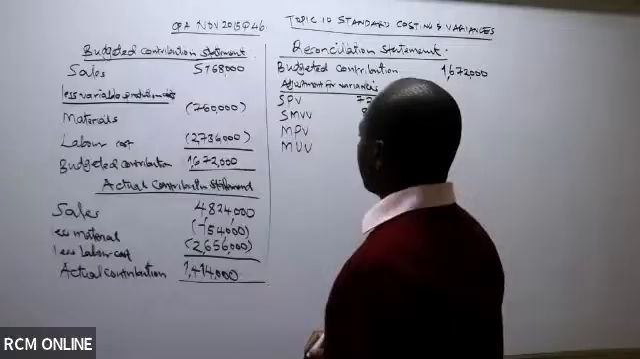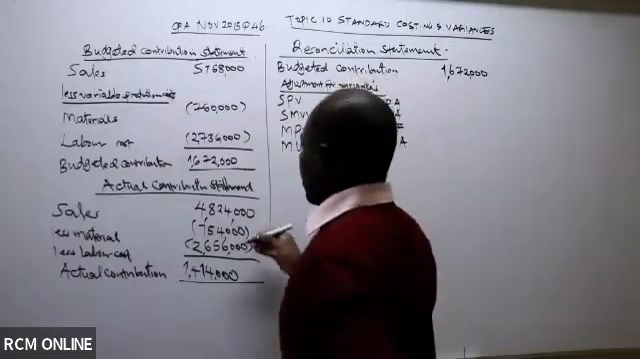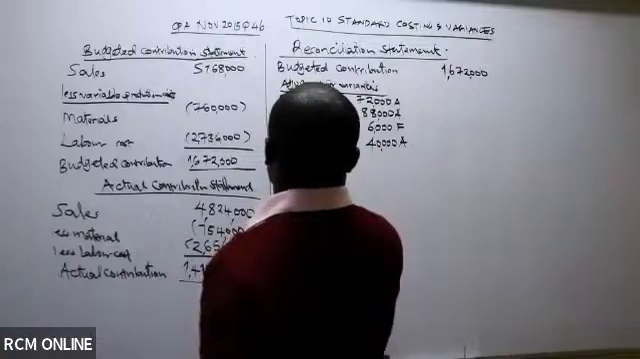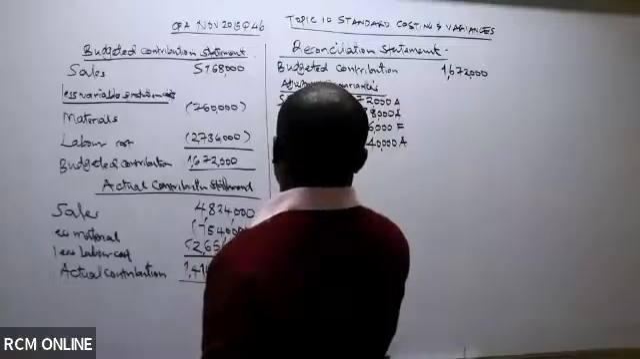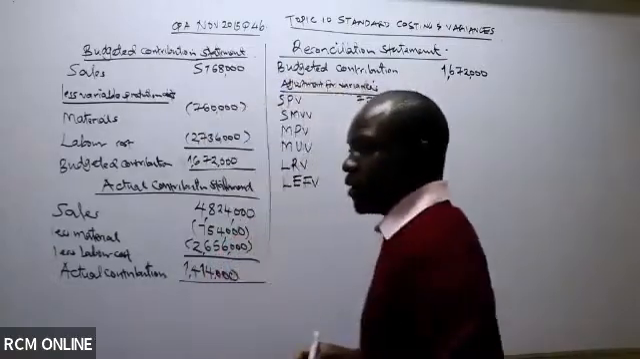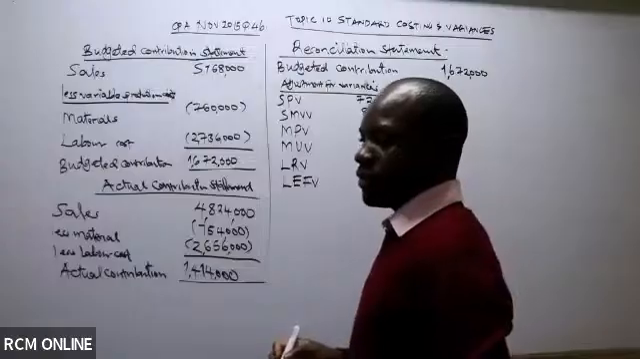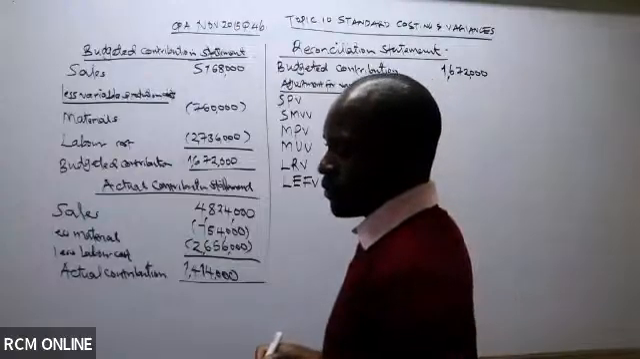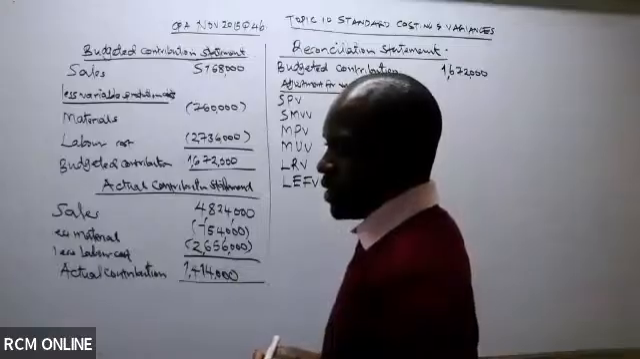Good. Then you move to labor. So for labor, we add two things, that is labor rate variance and labor efficiency variance. So what was our labor rate variance? 80,000 favorable.